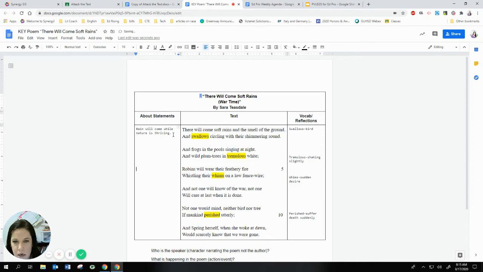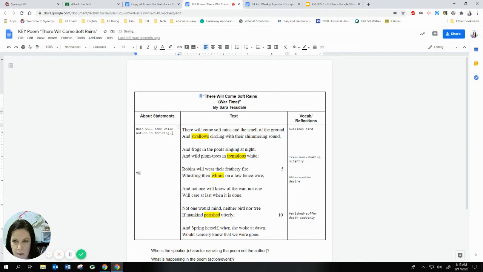Now we're going to go down to our next 2. Robins will wear their feathery fire, whistling the winds on the low fence wild, and not one will know the war, not one will care at last when it is done. So in this one, it seems again that nature's just kind of going about its business, but that there is this war that's going on, and nature doesn't even seem to notice it. It won't affect nature, essentially.